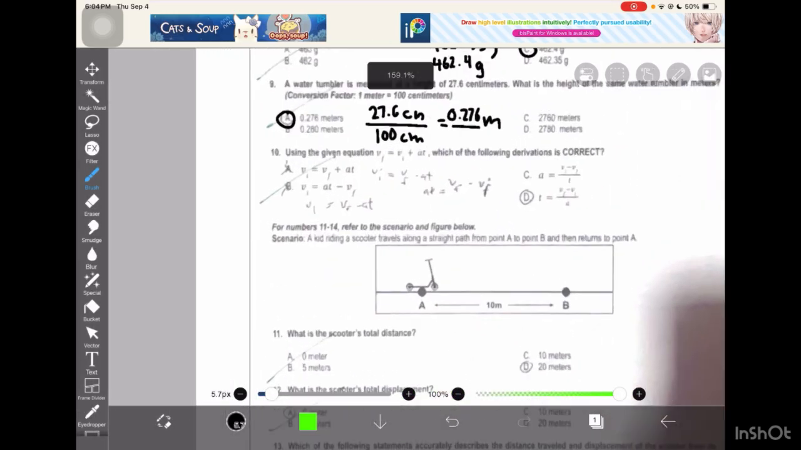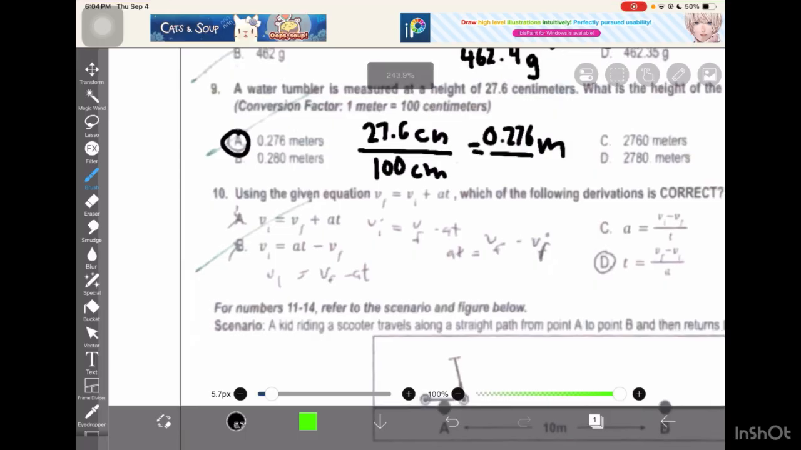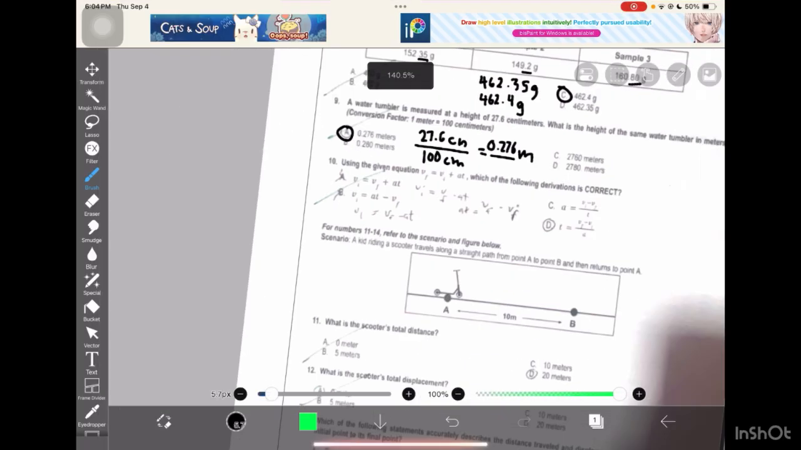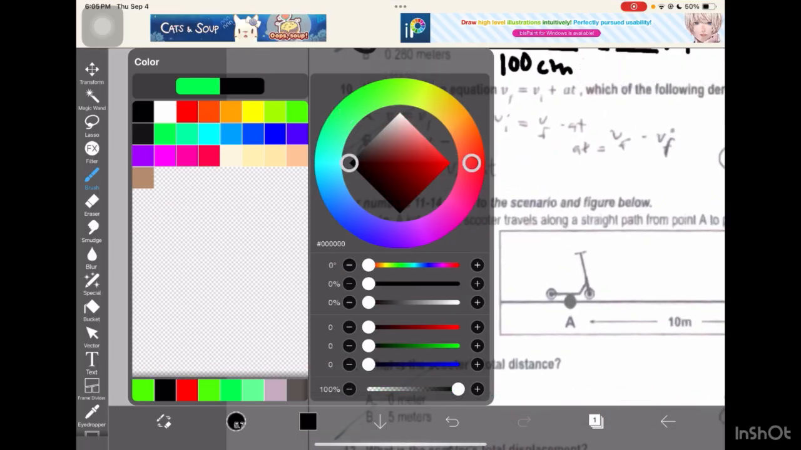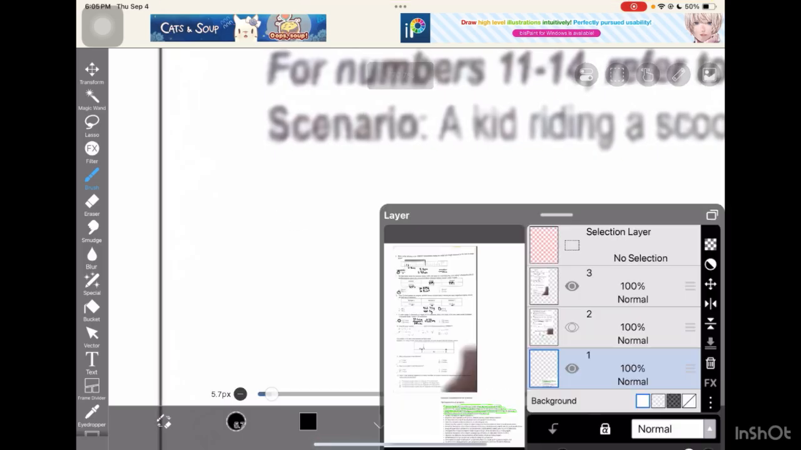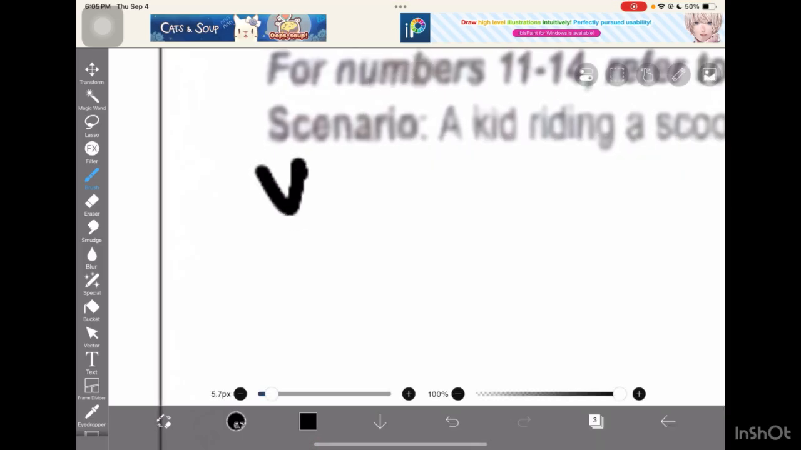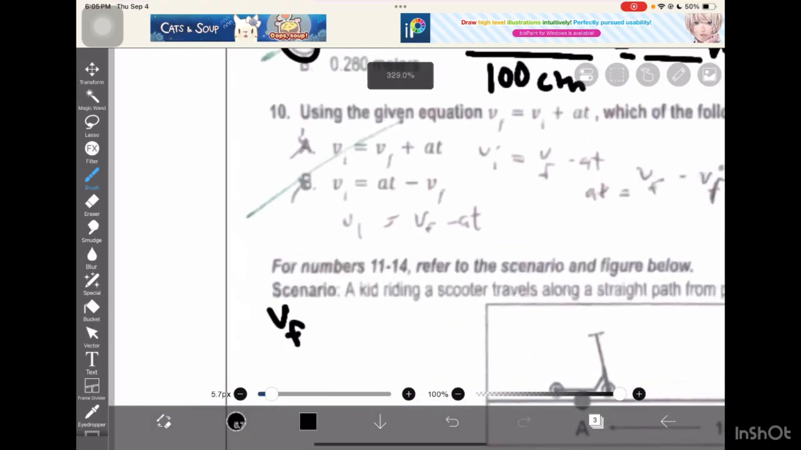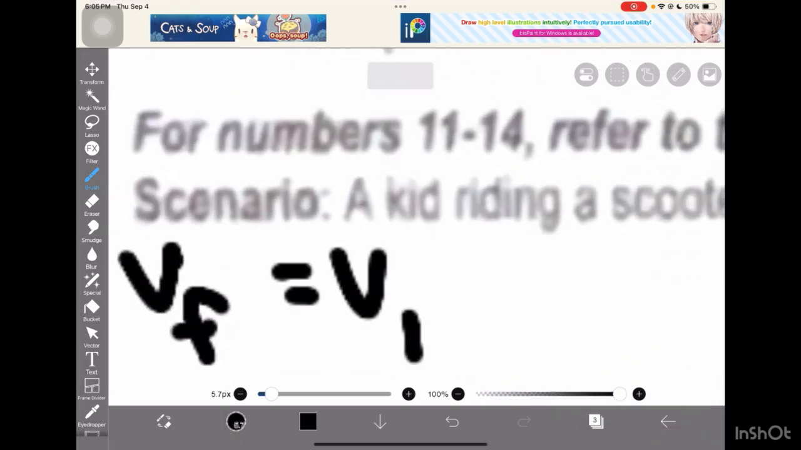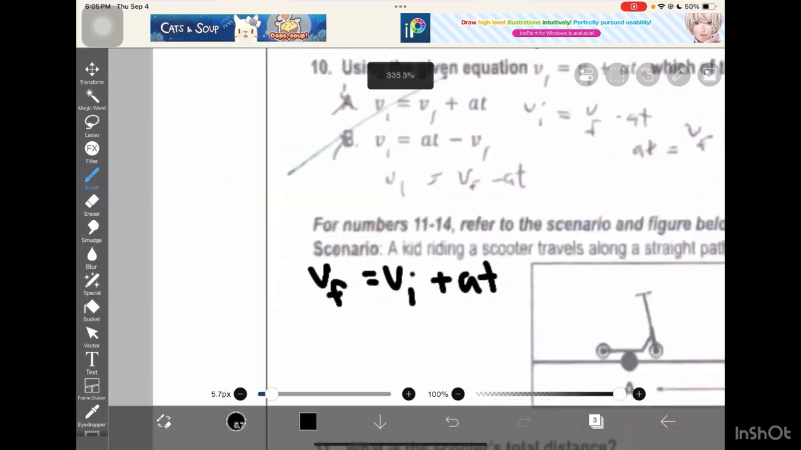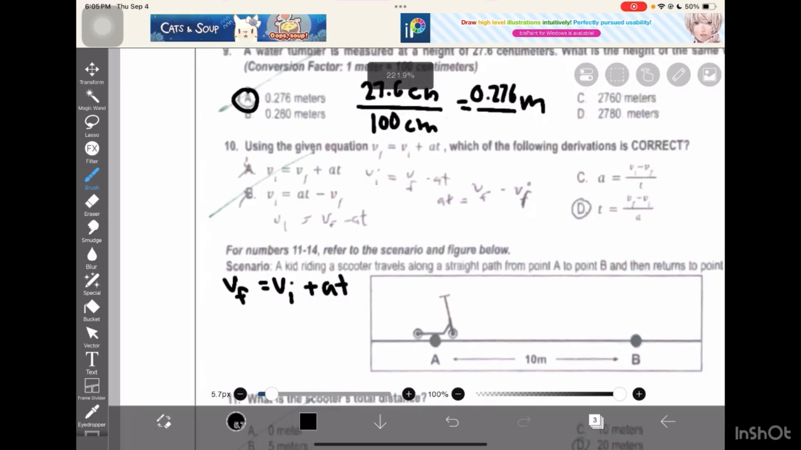So let's do this. Using the given equation, V sub F is equal to V sub I plus AT. Which of the following derivations is correct?